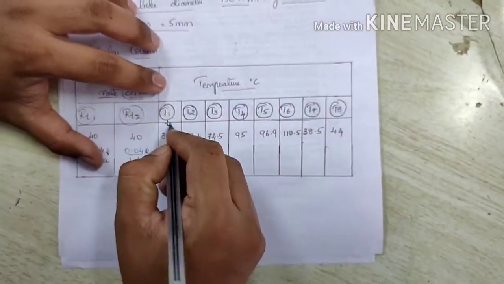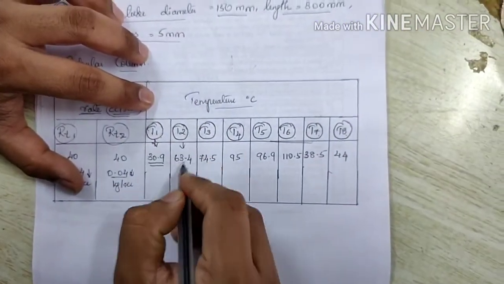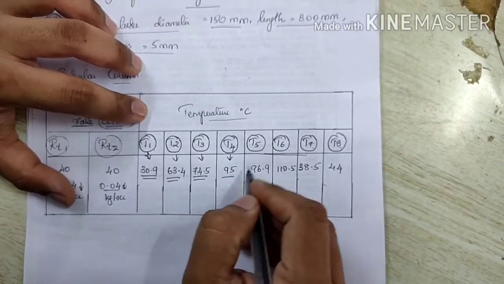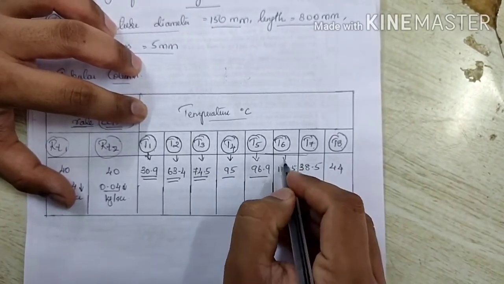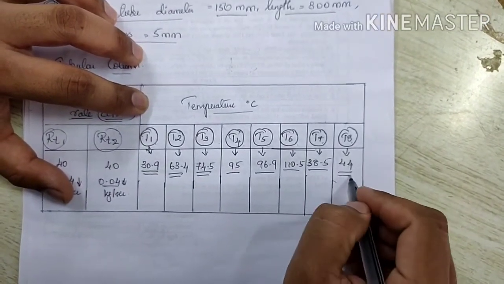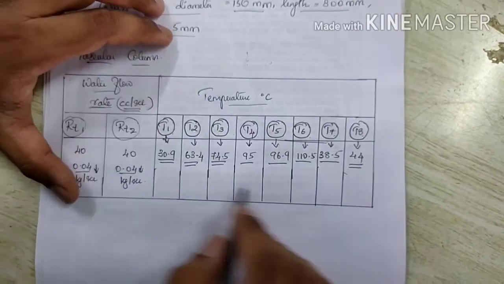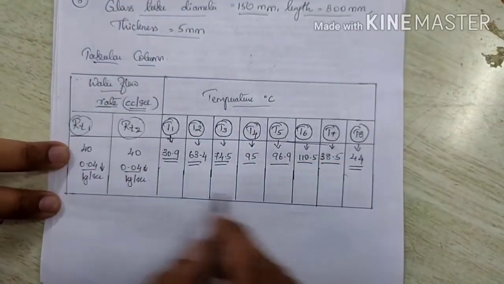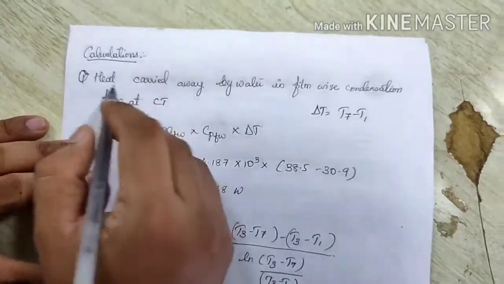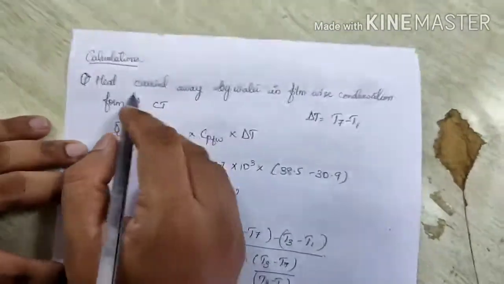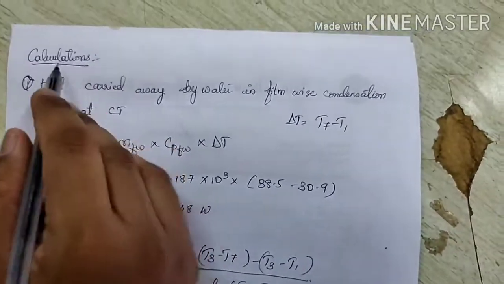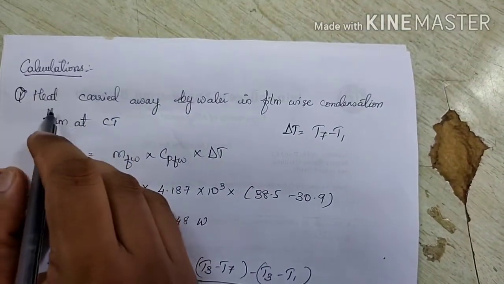So for T1 we are getting 30.9, T2 63.4, T3 74.5, T4 95, T5 96.9, T6 110, T7 38.5, T8 44. So these are the readings which we have got from the experiment. Now the calculation part. As we have seen from the tabular column, we have got the flow rates and the temperatures. So the calculations are done in such a way.